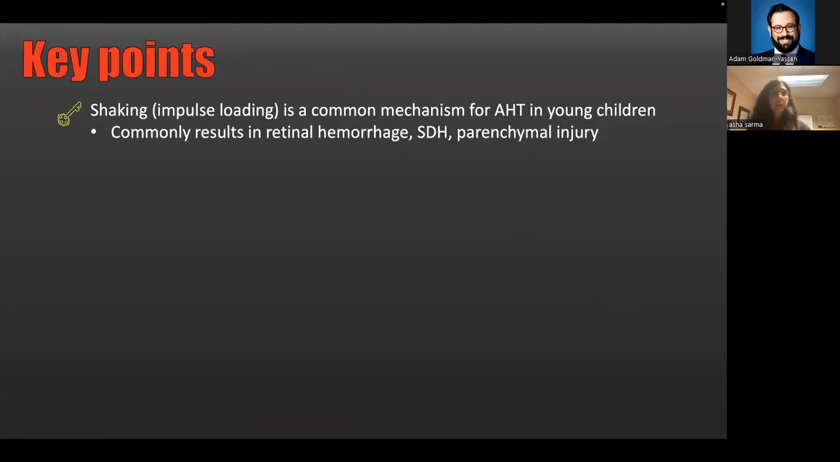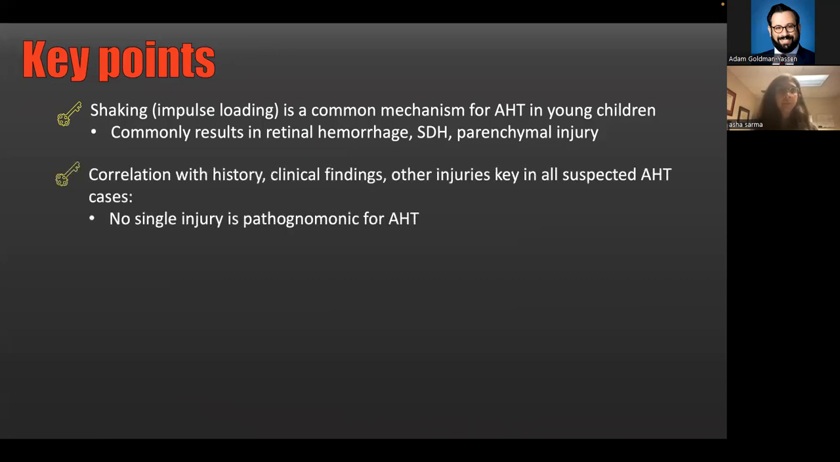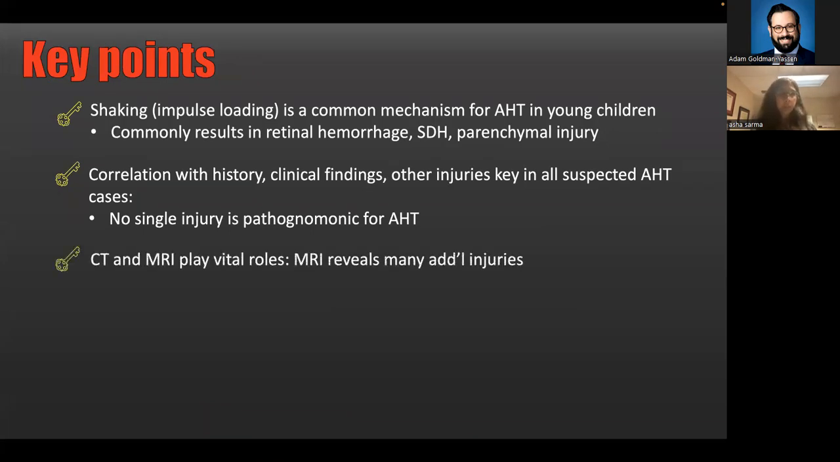So the key points of this presentation are that shaking or impulse loading is a common mechanism for abusive head trauma in young children, and it commonly results in retinal hemorrhage, subdural collections, and parenchymal injury. Correlation with history, clinical findings, and other injuries is key in all suspected abusive head trauma cases. No single injury is pathognomonic for abusive head trauma. And all of these things are put together by a multidisciplinary team, including child abuse pediatricians and other lab workup, et cetera, may be needed to exclude some of the mimics that we talked about.